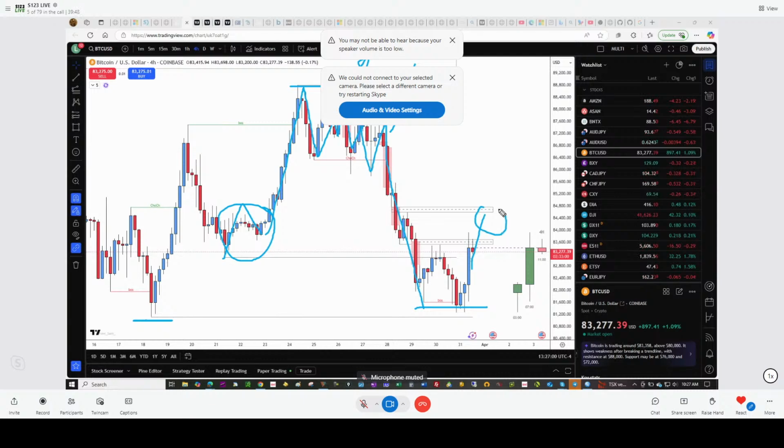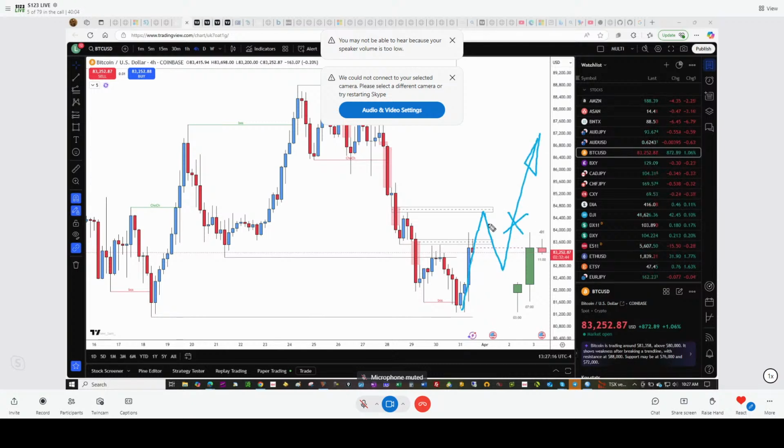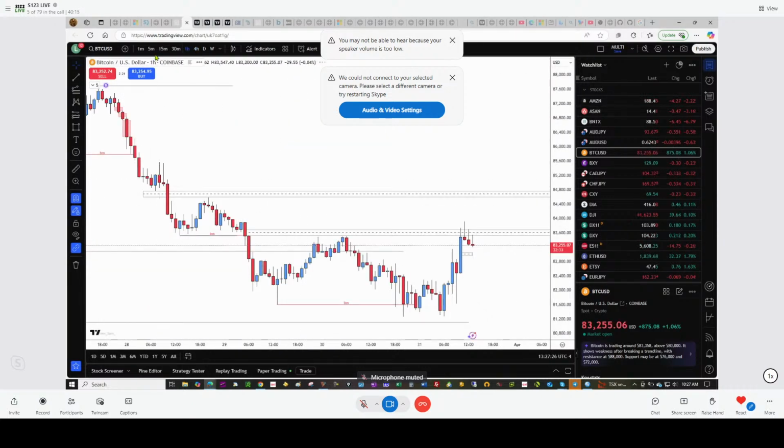So we could come back up in here, and I would still be looking for them to come down one more time. That's what I would expect. If I'm wrong, then instead of us coming back down to take out the lows, we would come in and continue. But I don't really see that. I'm looking more for this kind of move to the downside. So, all right. So that's how I see it.